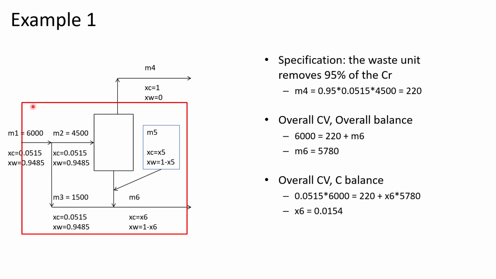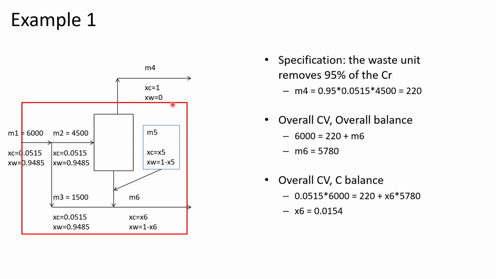We work our way around the control volume. The next stream we encounter is stream M4. That's an output. We'll calculate the flow rate of chromium in that stream by taking the mass fraction of chromium, which is 1, and multiplying by the flow rate of that stream, M4. So we put 1 times 220, which we know is the flow rate of M4. We'll put that product on the right-hand side of the equals as one of the outputs from the process.